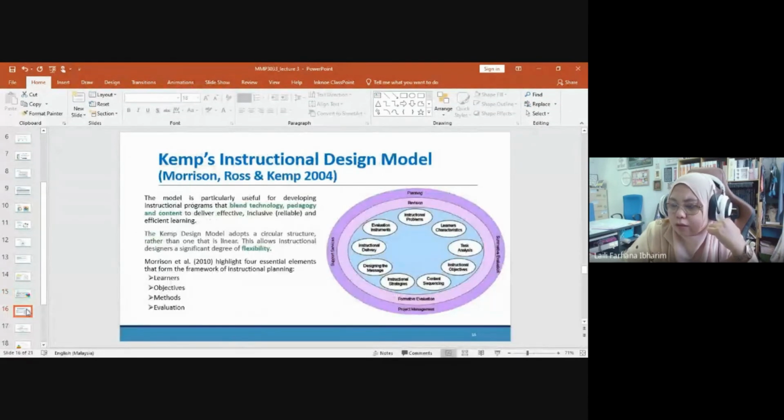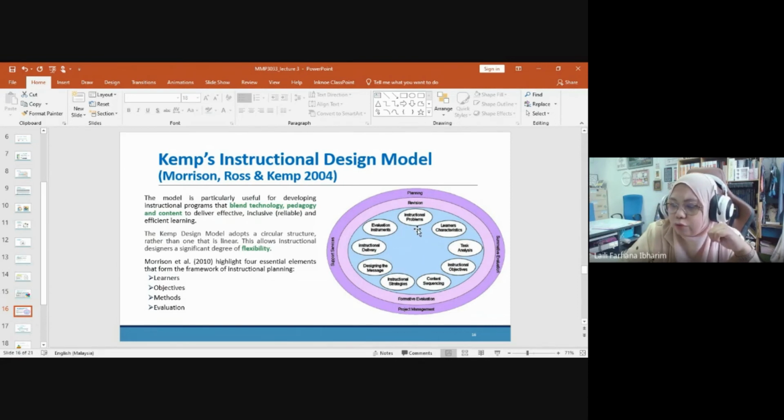Okay, and then we have the CAM instructional design model. This model is particularly useful for developing instructional programs that blend technology, pedagogy, and content. Here we can see the three layers. The first layer has eight phases. It seems like the ADDIE model.